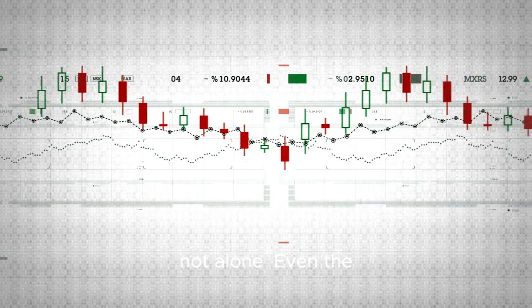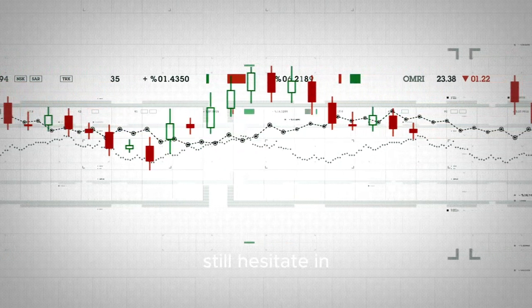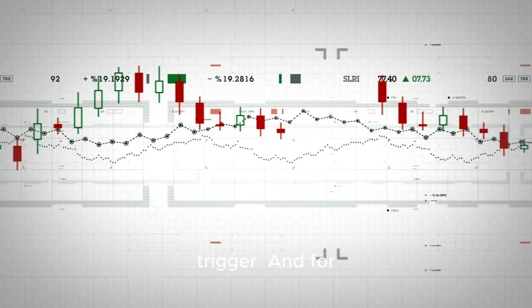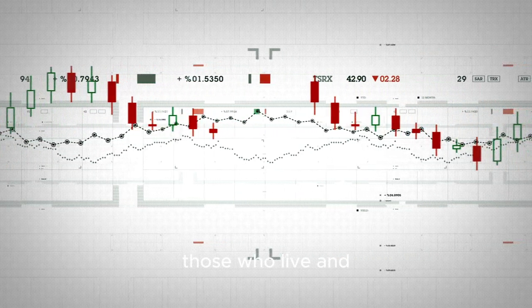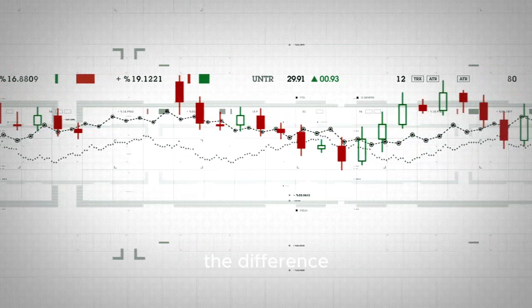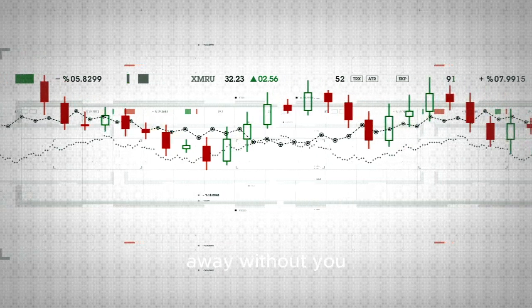You're not alone. Even the most experienced traders with years of screen time still hesitate in that crucial moment before pulling the trigger. And for flag traders, those who live and breathe quick momentum setups, that moment of indecision can be the difference between catching a life-changing move or watching it run away without you.